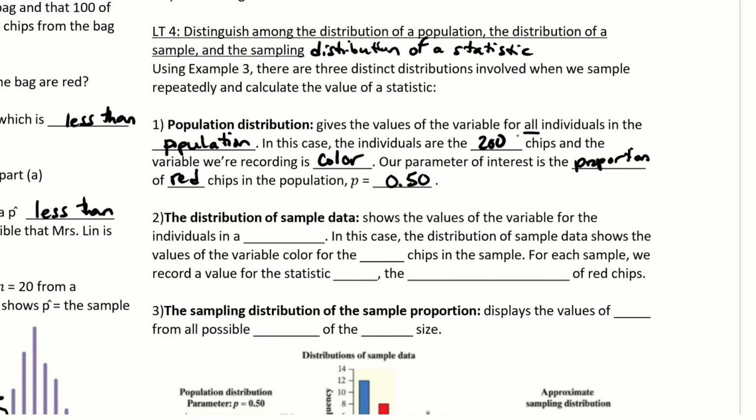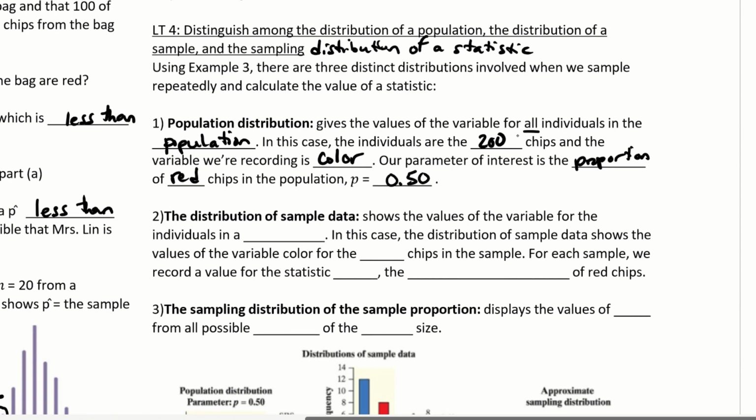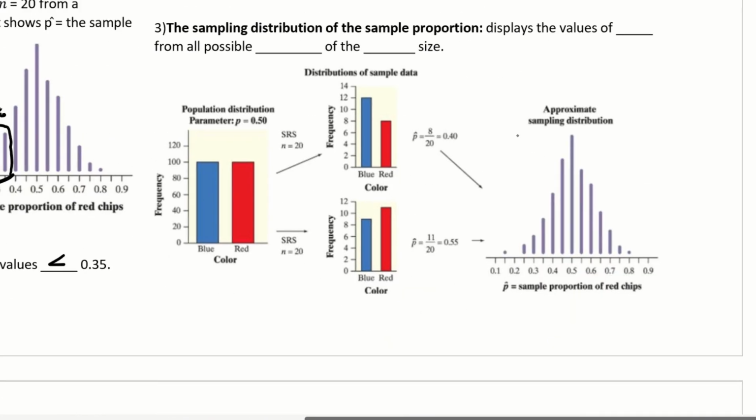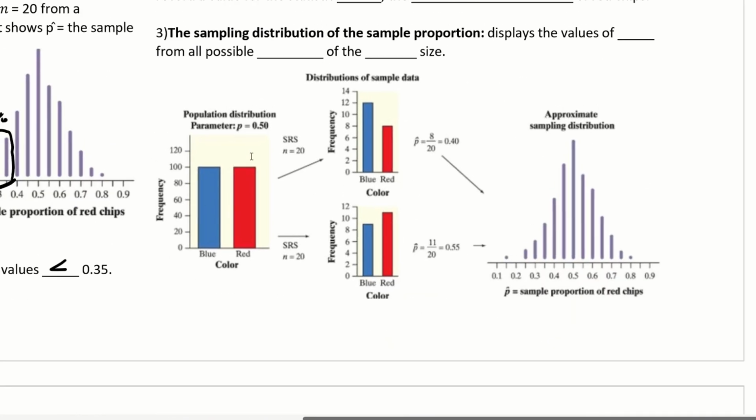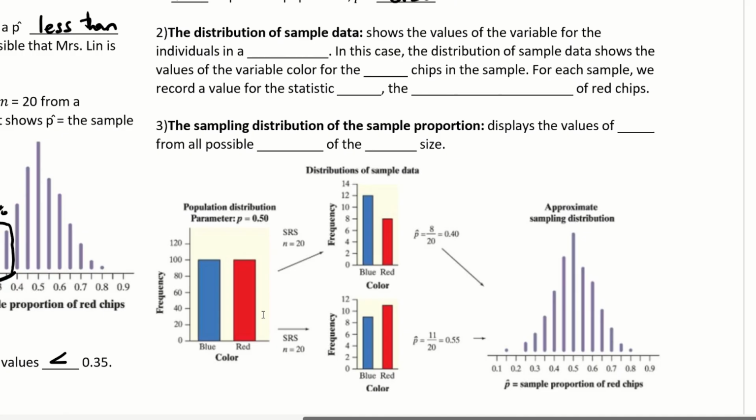All right? So if we were to graph the population distribution, it would just look like this, because we're supposing that the parameter is P equals 0.50, which means that 50% is blue, 50% is red, and there's 200 chips in total. Therefore, this is our population distribution, okay? So that's number 1. And then number 2 is the distribution of sample data.